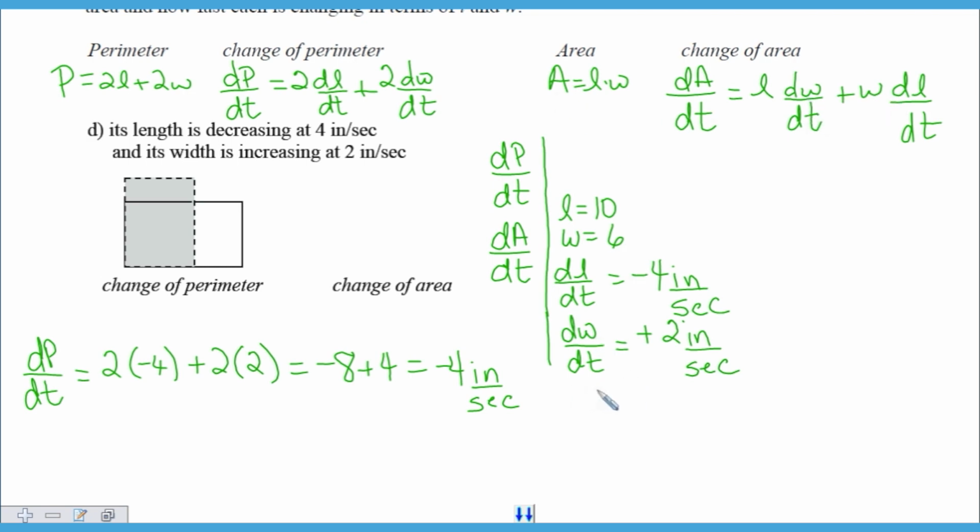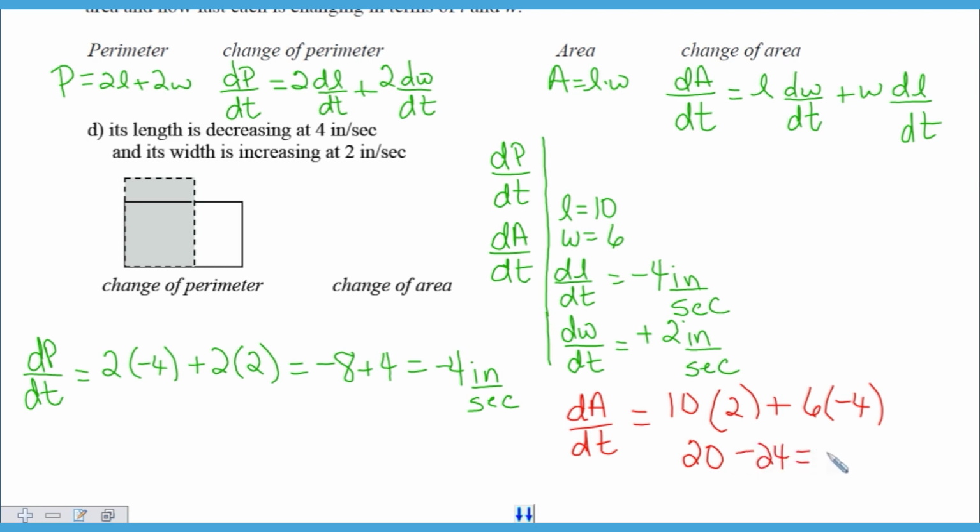So if we do the area changing, then dA/dt is equal to L, which we're calling 10, times dW/dt, which is 2, plus W, which is 6, times dL/dt, which is negative 4. And if we do that, we get 20 minus 24, which is negative 4. And this is change in area, so this is going to be inches squared per second, because the change in area would be inches squared, because that's the kind of measurement you have when you do area. That's how area changes. Okay?